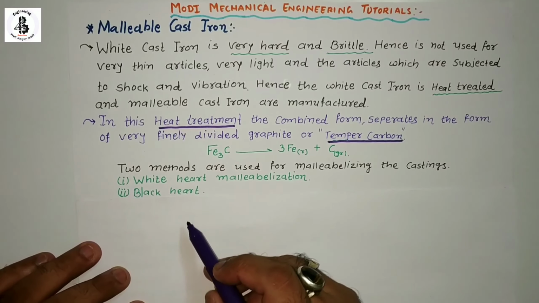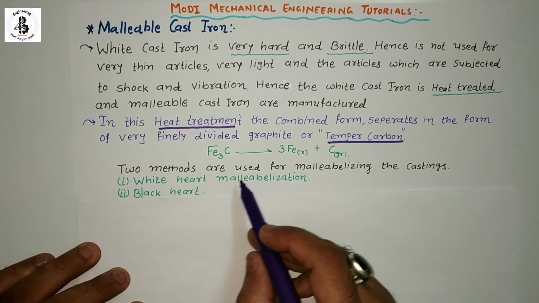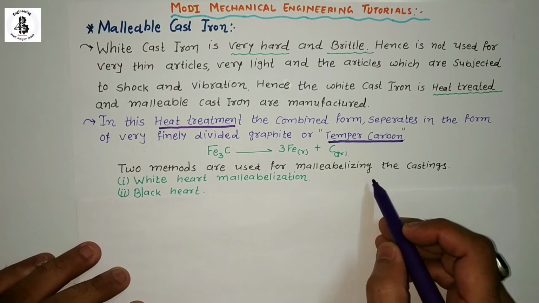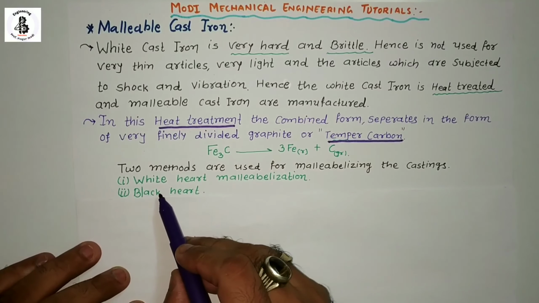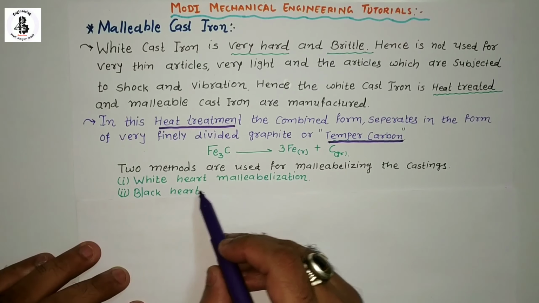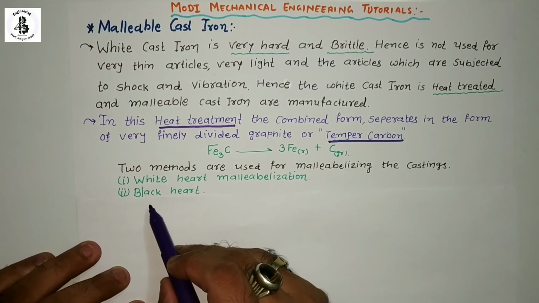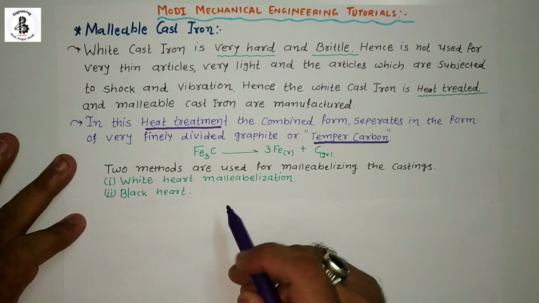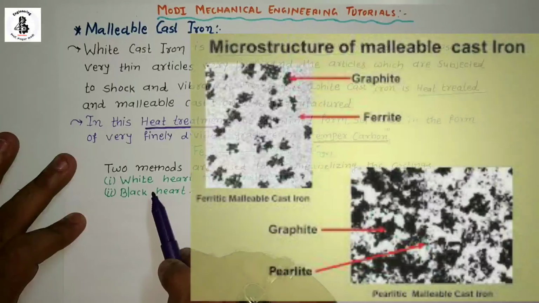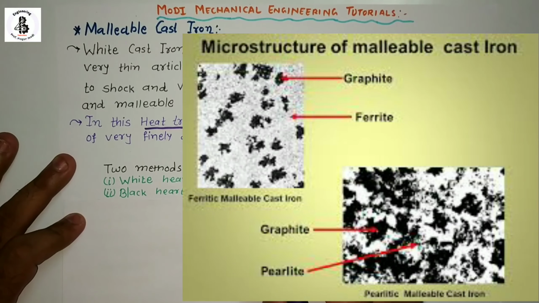Basically, two different methods are used for malleabilizing the castings. The first method is white heart malleabilization, and the second one is black heart. Into the first method of white heart malleabilization.